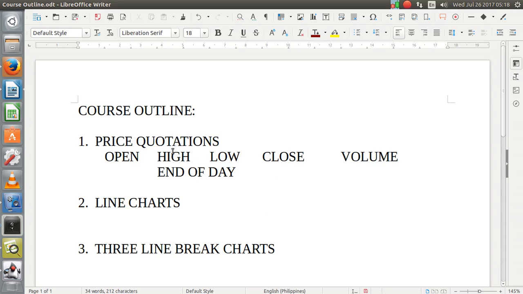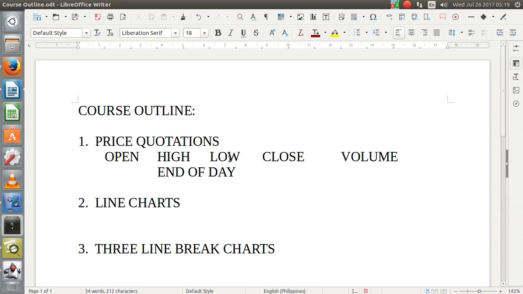Now, what if you want to look at a weekly chart? For a weekly chart, the open is the very, very first trade made, usually on a Monday. The close is the very last trade made on a Friday. As usual, the high is the highest high reached within the week, and the low is the lowest low price reached within the week, if you're looking at the weekly chart.